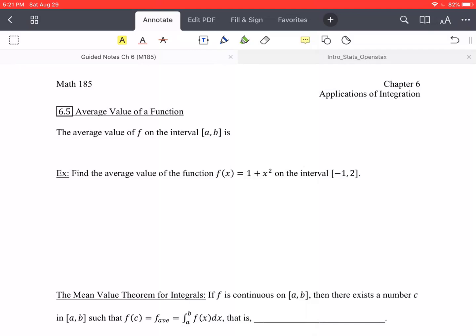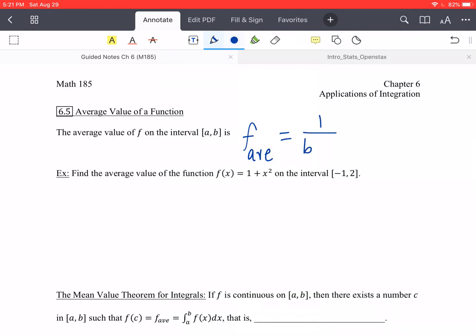Alright, we are in the last section of chapter 6, section 6.5, looking at the average value of a function. It turns out that we can find the average value of a function f on any given interval using integration. This average value is abbreviated f sub AVE, and it's equal to 1 over b minus a times the integral from a to b of f of x dx.